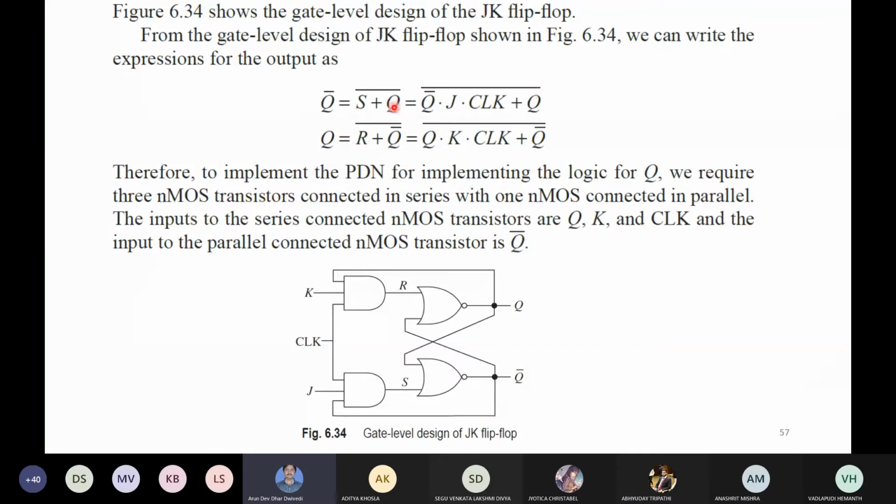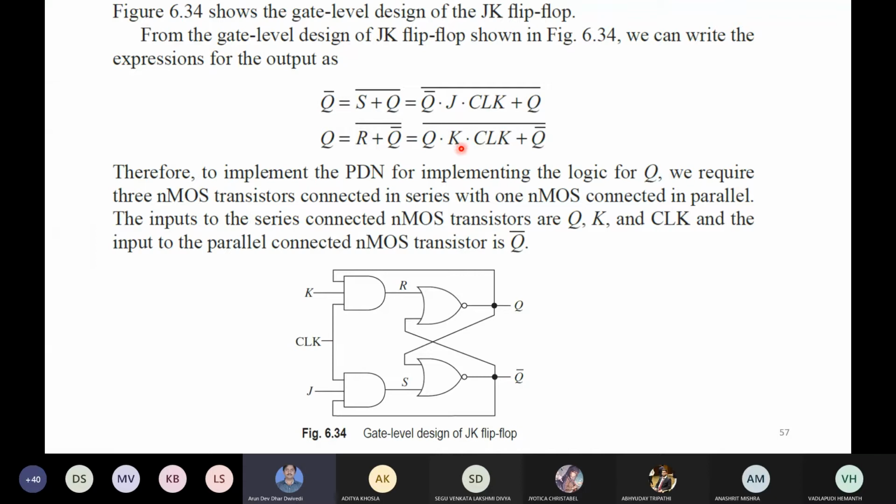So by defining these Boolean functions in terms of this Boolean function, Q bar and Q are defined, then we can easily design. Suppose you are designing Q, so you require ANDing between Q, K and CLK, so 3 transistors are required in series for this AND function implementation, and another transistor is required for connecting Q bar in parallel.